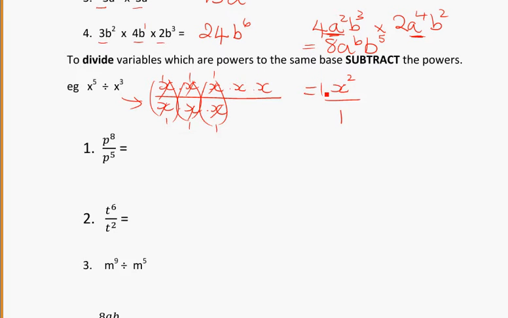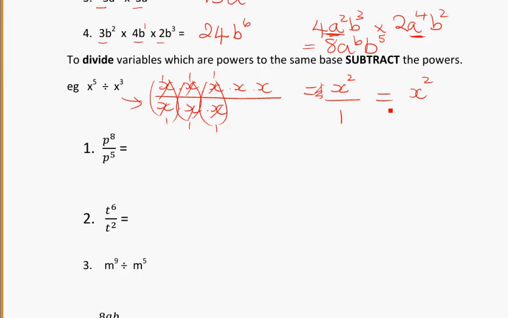This is a 1, 1 times 1 times 1. Now we don't need that one because we can just say it's x squared. And when it's over 1, you don't need to put that either. It's just a whole number.